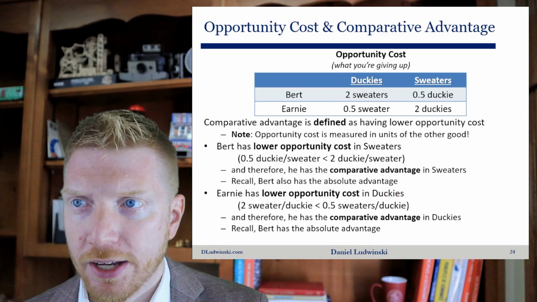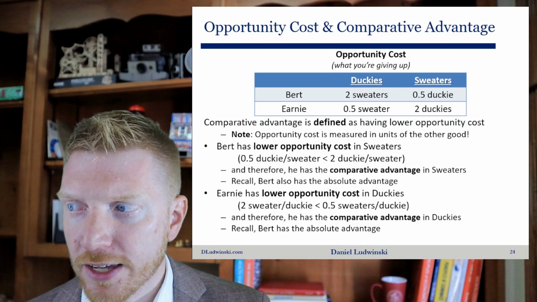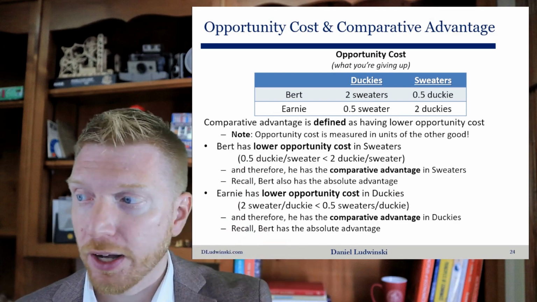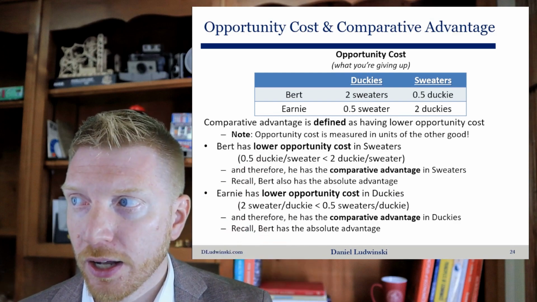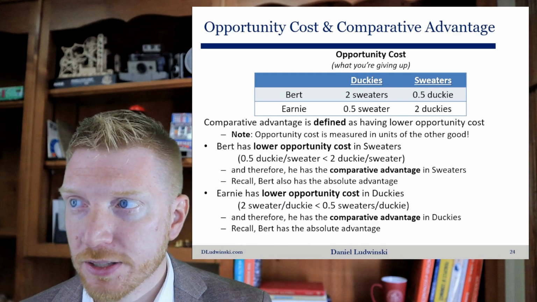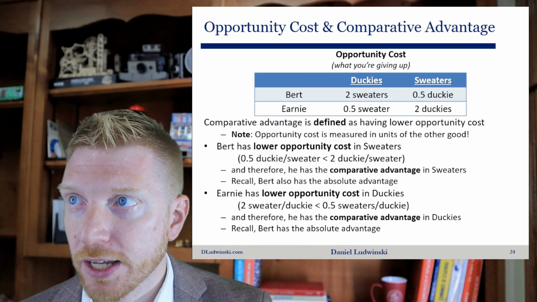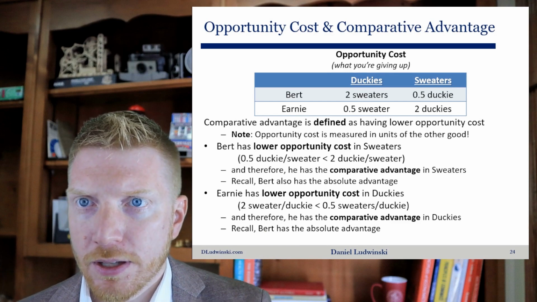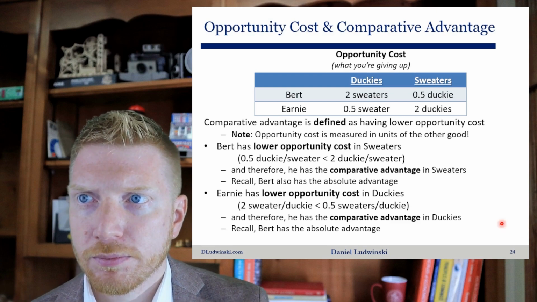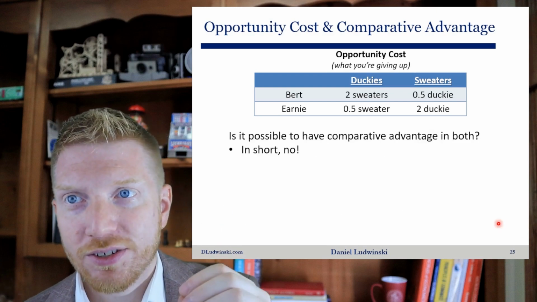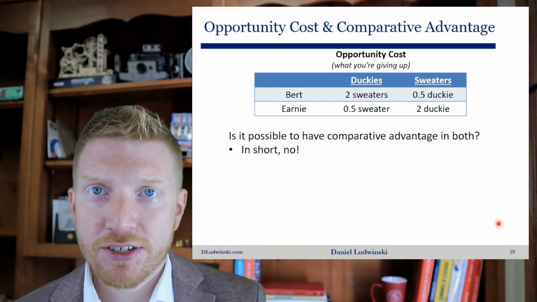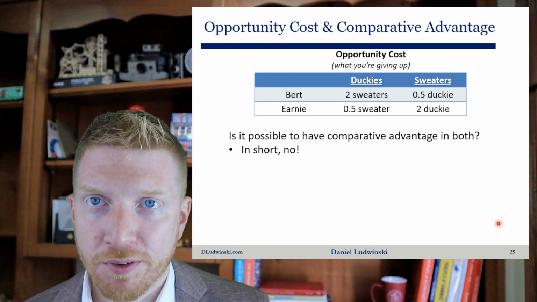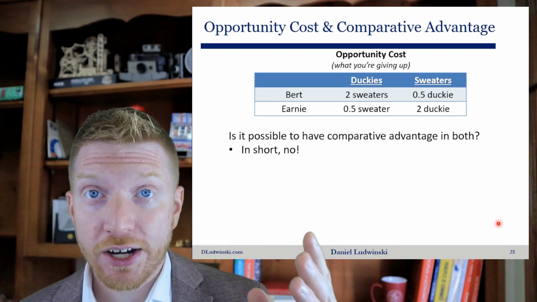This brings up the question then: we saw that in this case one had comparative advantage in one good, and the other had the comparative advantage in the other. Is it possible to have comparative advantage in both? Let's take a second to quickly think about that. In short, the answer is going to be no. This isn't just the fact that it happened to be in this particular case that each of them had comparative advantage in one good. This is actually generally the case.